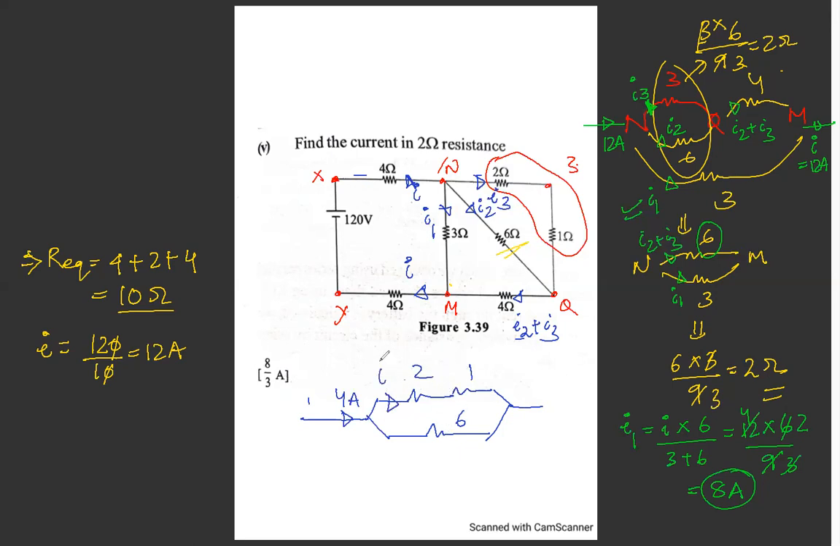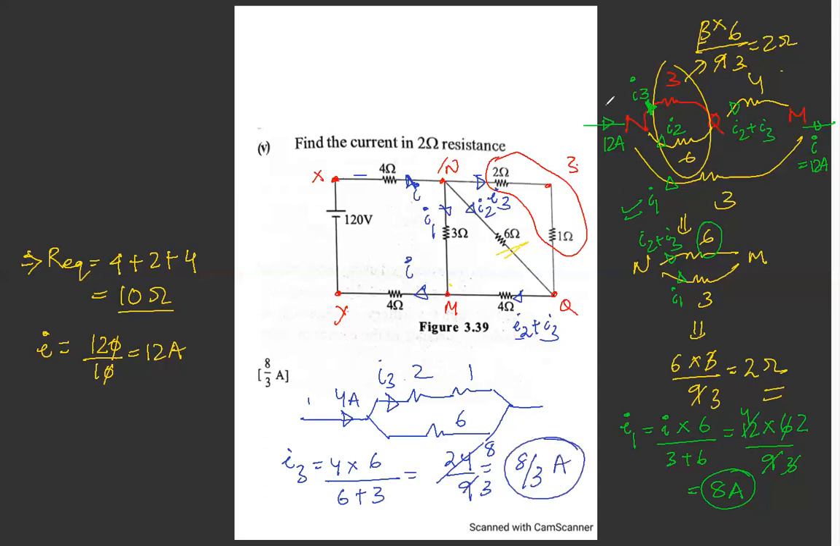Fine. How much current is going here? We are required to find out. So I3 is equal to 4 into 6 divided by 6 plus 3, that is 9. So 24 by 9. So let's solve it. Just cut it with 3. So we are getting the final answer is equal to 8 by 3 ampere. That is 8 by 3 ampere. Right.